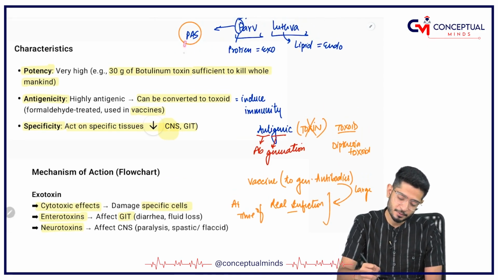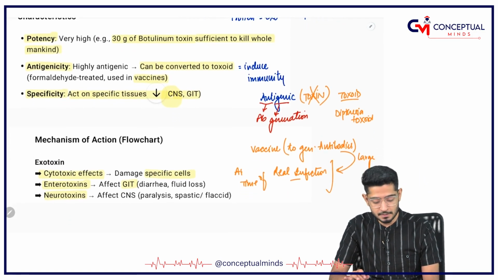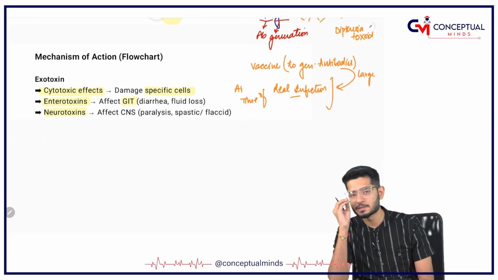So we were discussing PAS: potency, antigenicity, and specificity. Specificity means it is going to act specifically on some specific organs.